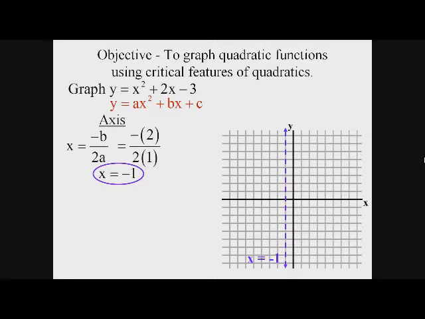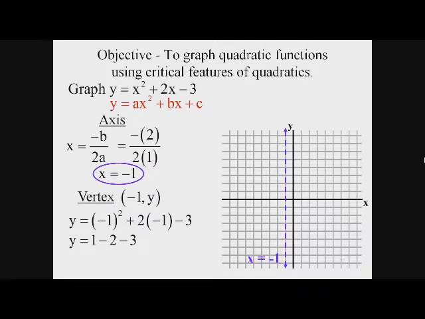We can use this to now find the vertex. We already know the x-coordinate of the vertex is going to be negative 1 because the vertex must lie on the axis of symmetry. So to find the y-coordinate of the vertex, I will plug in the negative 1 into the function, and I'll end up getting y is equal to negative 4. I'll plot that on the graph.